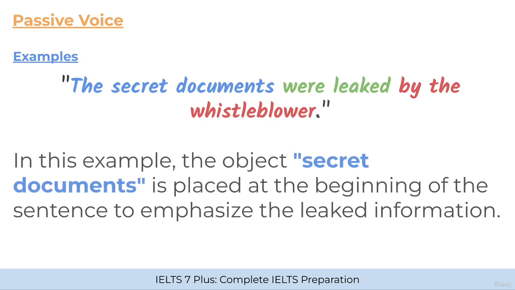So maybe you were thinking this, the object, the secret documents, is placed at the beginning of the sentence, emphasizing that leaked information. We're not too concerned about the whistleblower here. Of course, it's still part of the sentence, but it comes at the end. Therefore, the emphasis is on the action and the object, what was happening, rather than who was doing it.